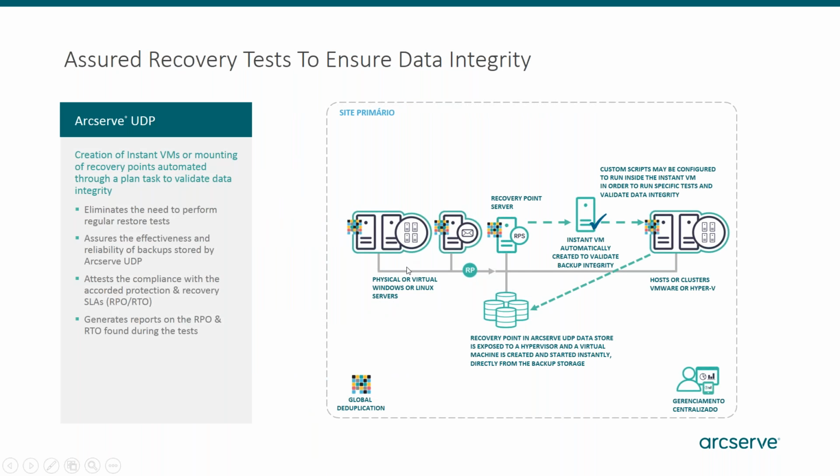That assured recovery testing, I went through this pretty well, but what it's going to do is generally use that instant VM technology that we spoke of before, but automate that process. So once the backup's done, or whenever your assured recovery schedule kicks off, we're going to mount that backup as a VM. If you want to do it under the instant VM capability, we're then going to make sure that it comes online. That's always important, right? And then run any scripts that you want to run as part of that process.